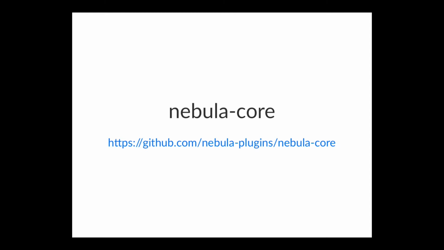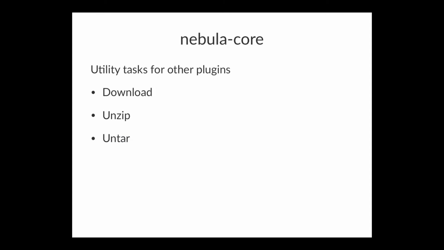We have a Nebula core, which is just a series of a couple of tasks and helpers for other methods. So a download and unzip and untar, and then some various other things like detecting if you're the top level project, if you're a subproject, things like that for some of our plugins that do various things based on where they're applied in the tree.